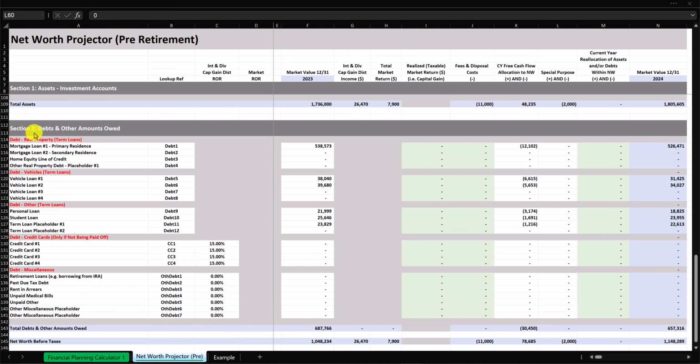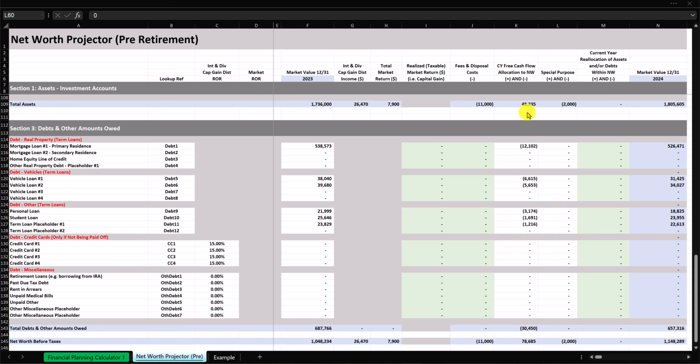Continuing on to section 3, debts and other amounts owed. Here's $12,000 of principal going against mortgage 1, $6,000 and $5,000 of cash going against the principal on vehicle loan 1 and 2, and then several $1,000s going against the principal of these other various loans.